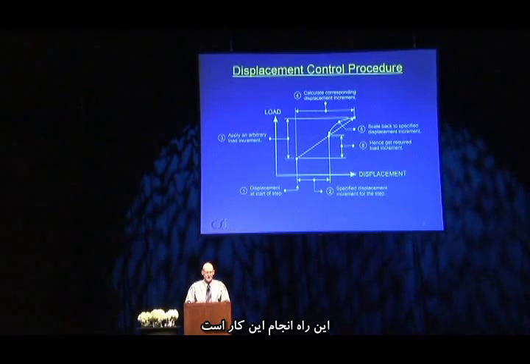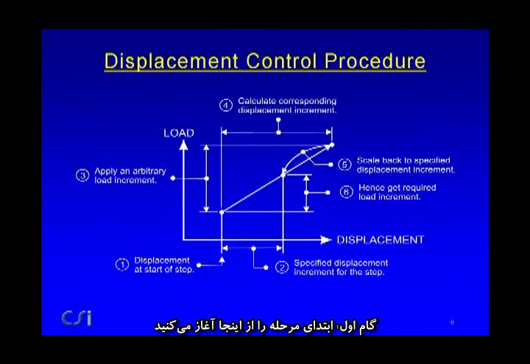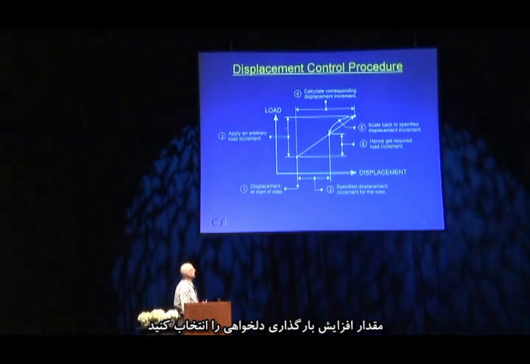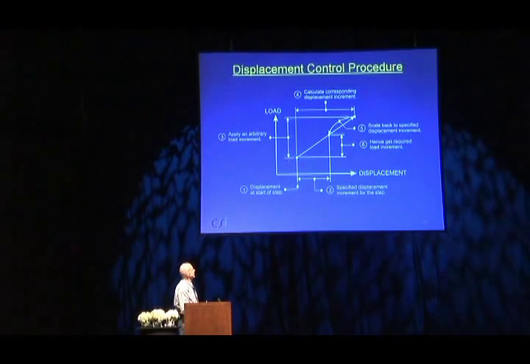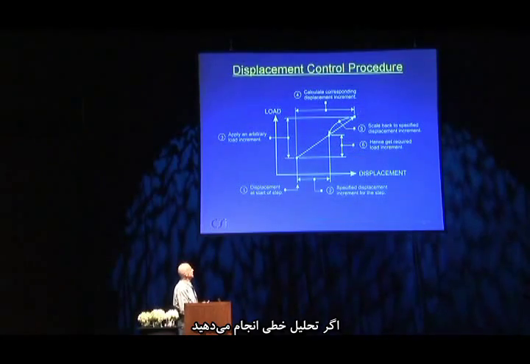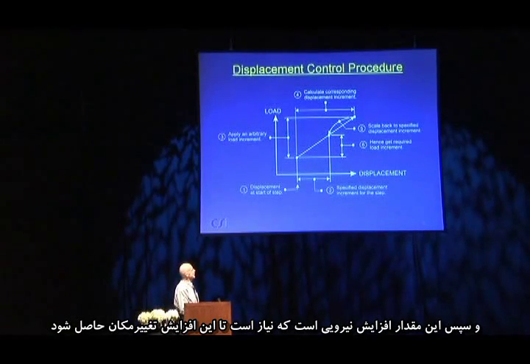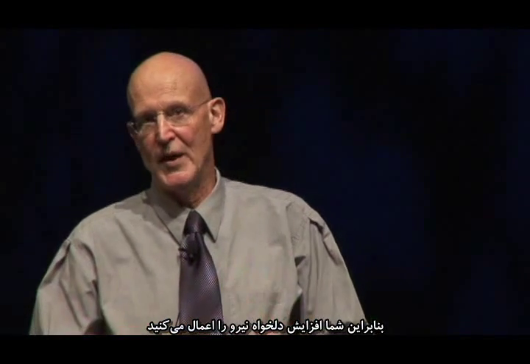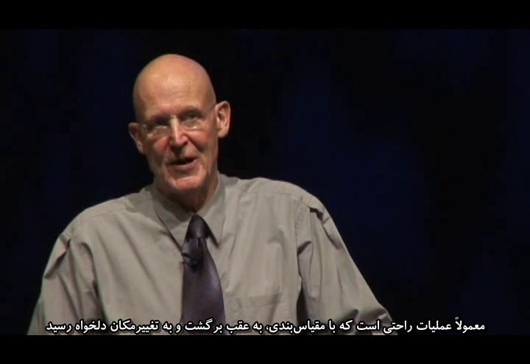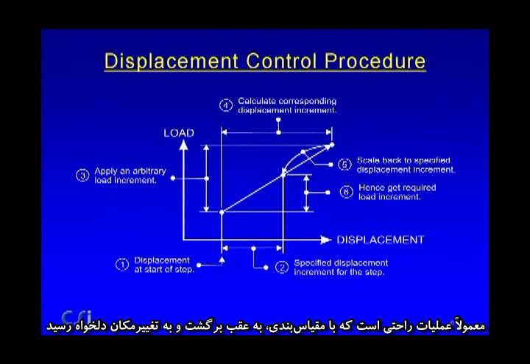And it's very simple. The way it's done is this. Step one, you start here at the beginning of the step. Step two, you have the specified displacement increment that you want for the step. Step three, you just choose any arbitrary load increment. It doesn't matter what it is, and you apply that load increment, and you do a linear analysis, and you calculate this much displacement increment. You say, well, that's, in this case, more than I want. I'm just going to scale the load increment back to this point, and then this is the load increment that was required to produce this displacement increment. So you apply an arbitrary load increment, and you just do one relatively simple operation to scale it back to get the displacement you want.